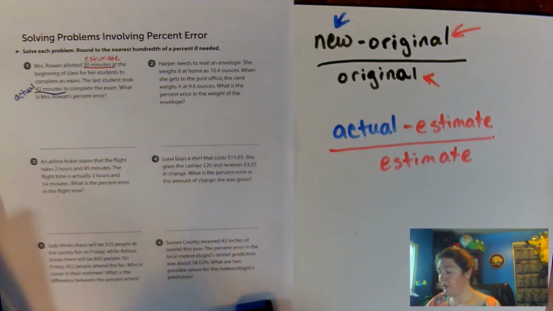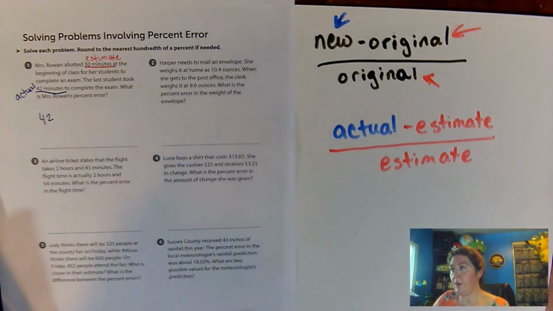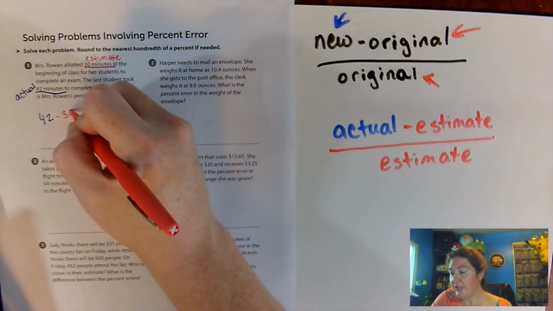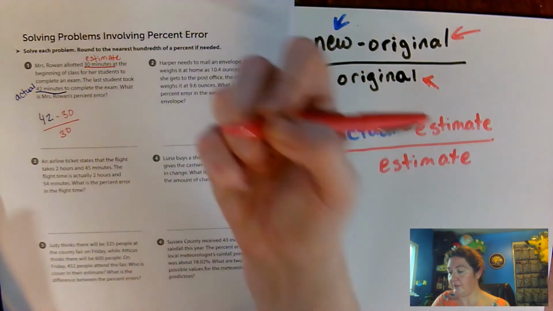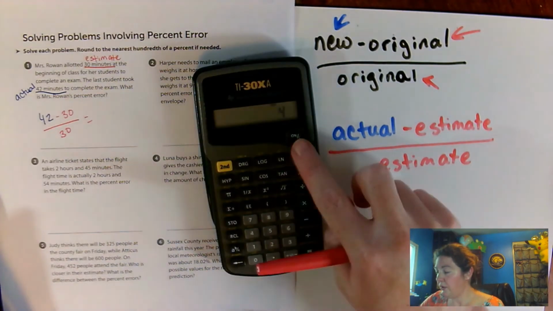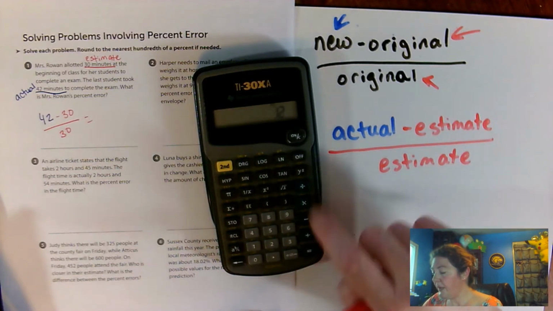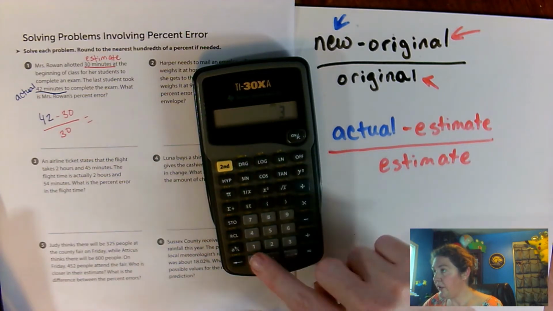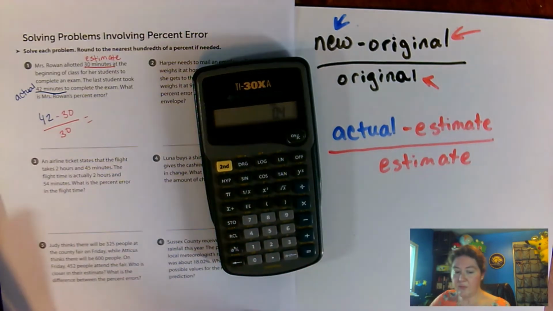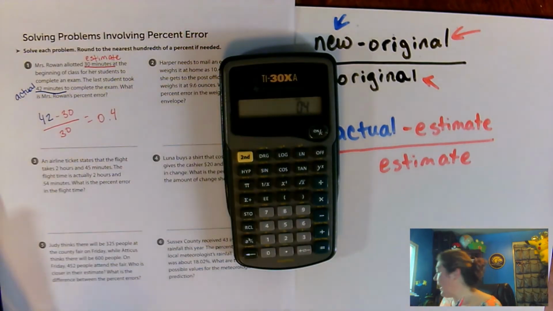So, to put in my formula, I'm going to say my actual number of 42 minus 30 divided by 30. So when I put this in my calculator, 42 minus 30 divided by 30, that gives me 0.4.